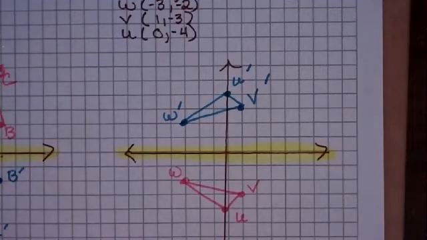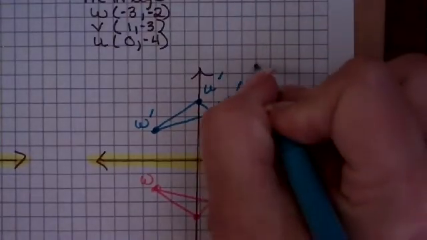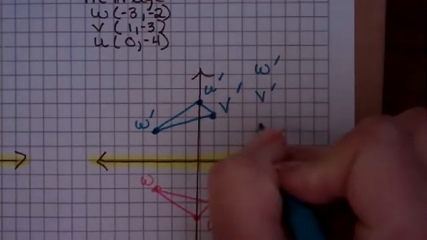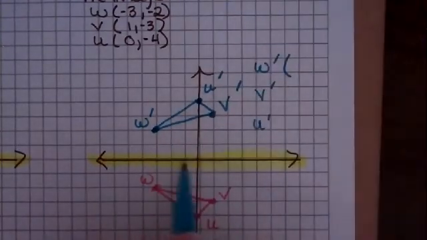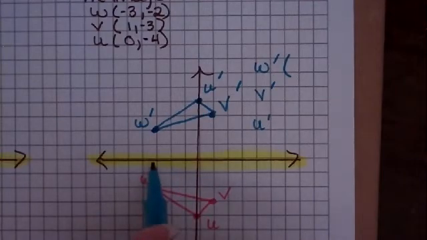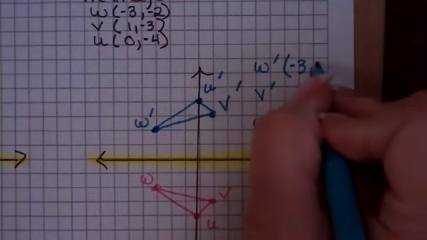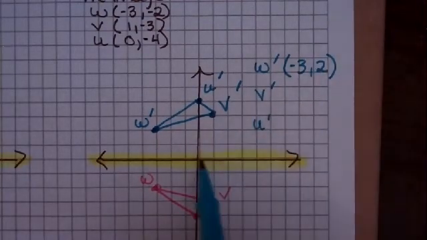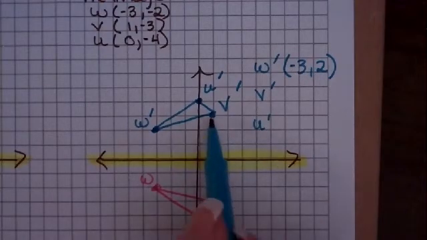So now the only thing I've got left to do is write down my ordered pairs. W prime, V prime, and U prime. W prime is over here at negative 3, positive 2, so negative 3, 2. V prime right here is at positive 1 and positive 3.